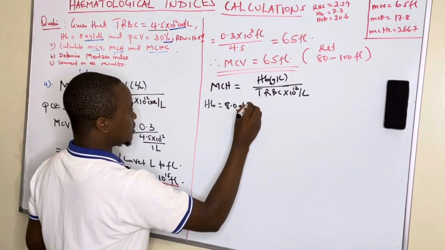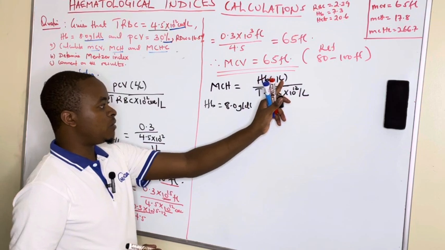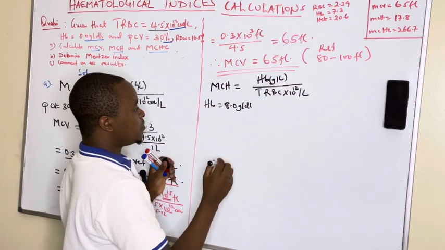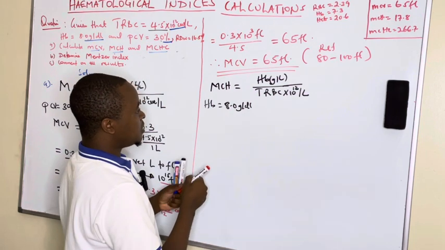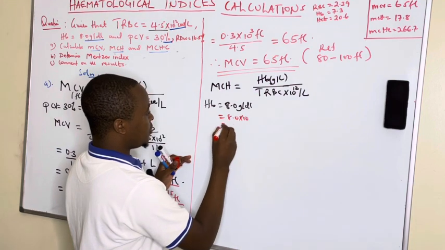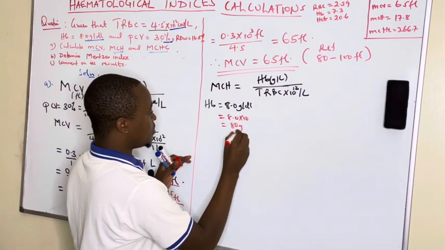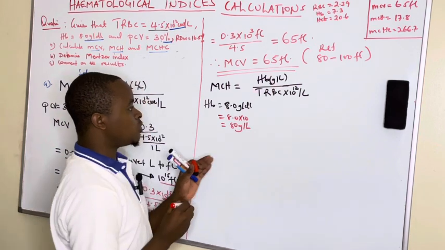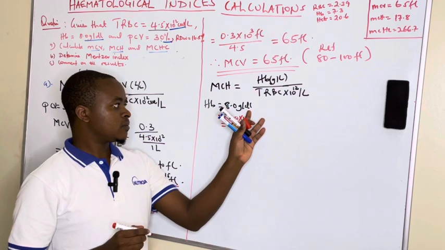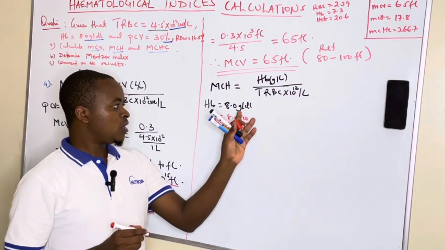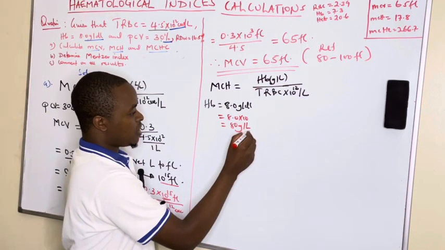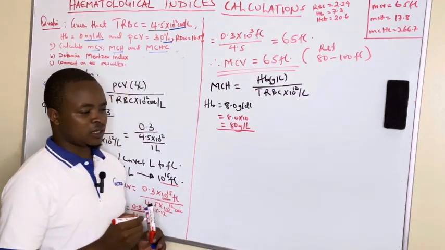We are given HB as 8.0 grams per deciliter, but remember we need it in grams per liter. So to convert grams per deciliter to grams per liter, we multiply by 10, so we get 8.0 times 10, and we get 80 grams per liter. Because we know 1 liter is the same as 10 deciliters.